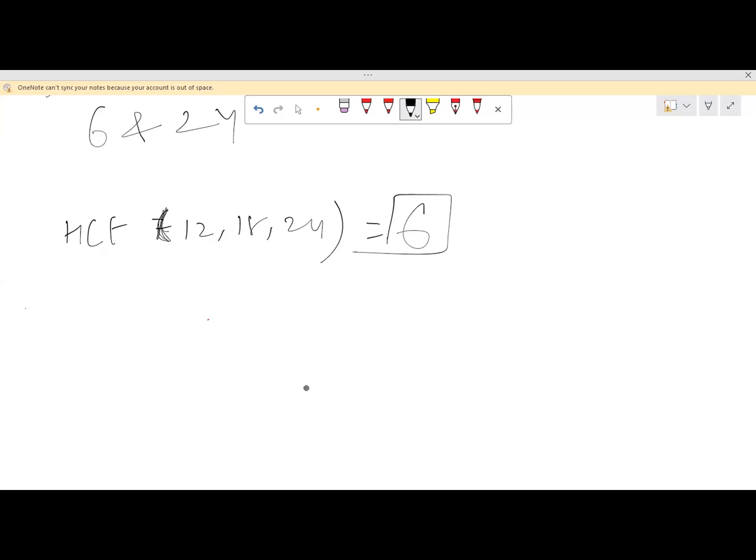Now, question 6. Explain why 7 into 11 into 13 plus 13 and 7 into 6 into 5 into 4 into 3 into 2 into 1 plus 5 are composite numbers. Can you say? We can clearly see it is having so many factors like 11, 13, right? We just have to multiply it. So, it is a composite number.